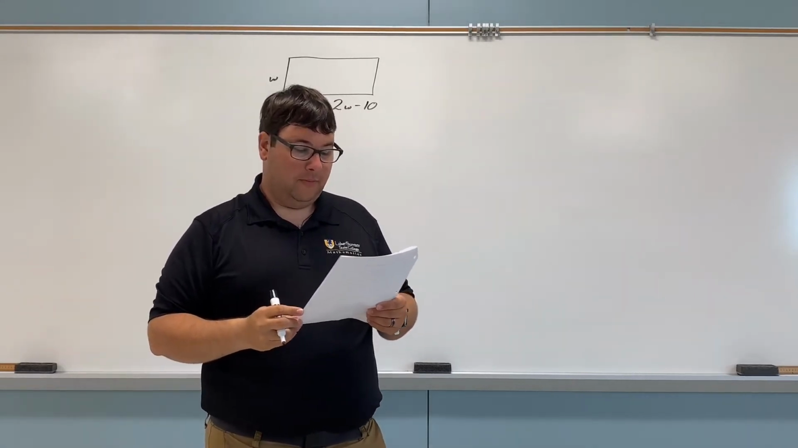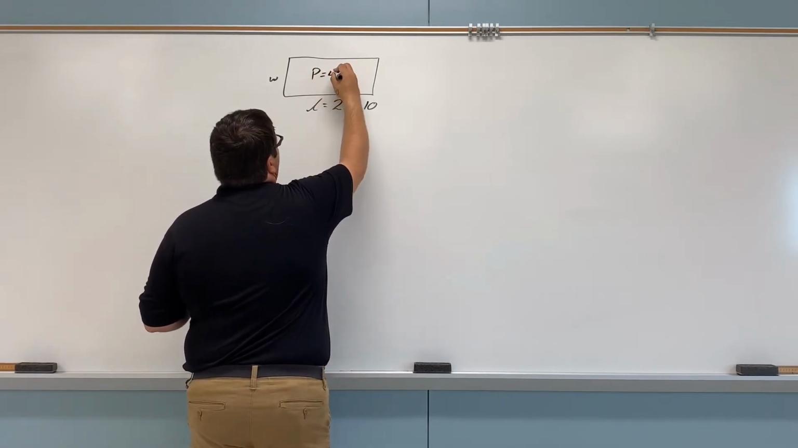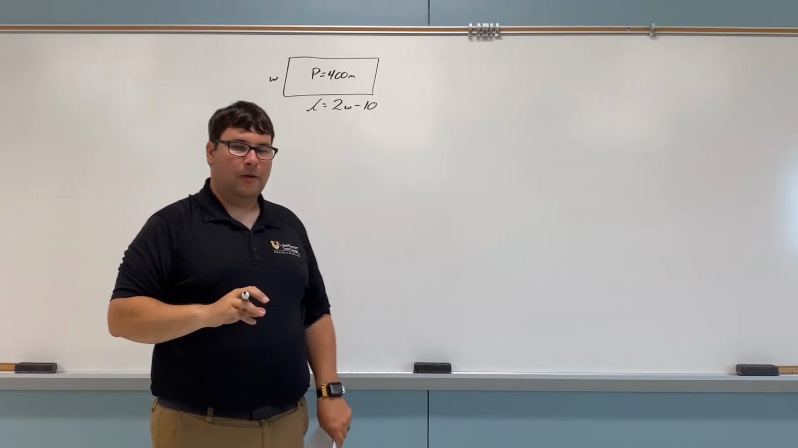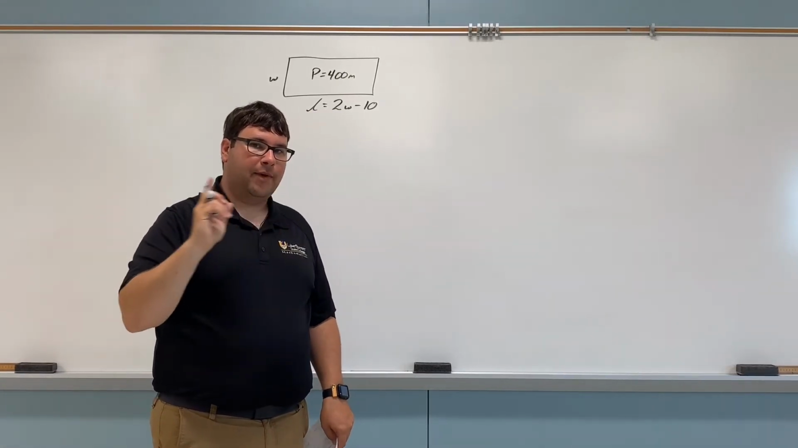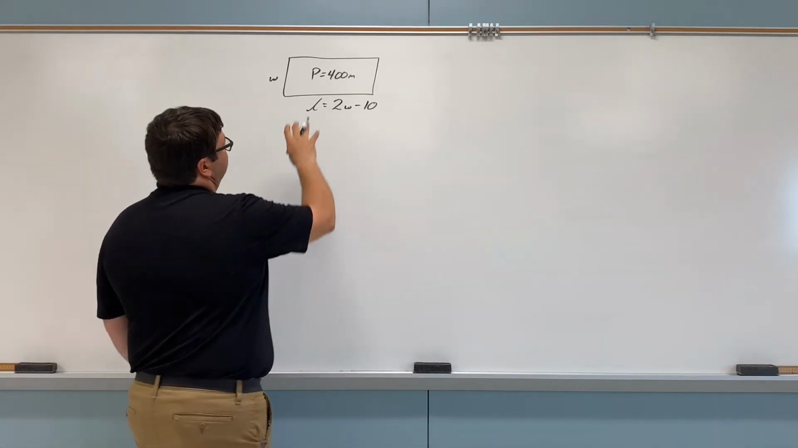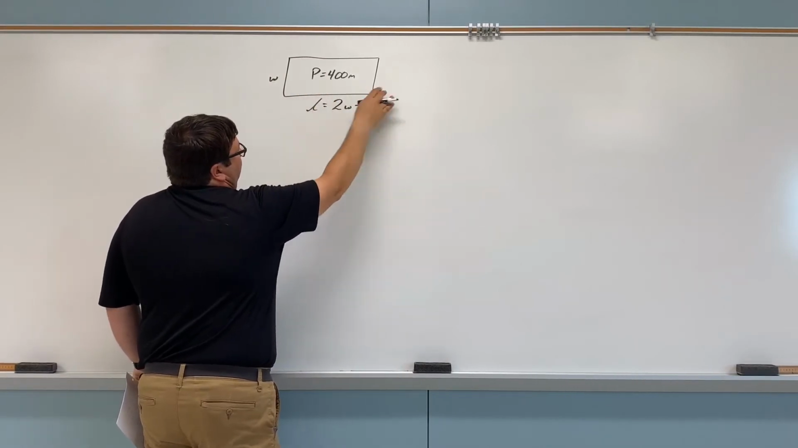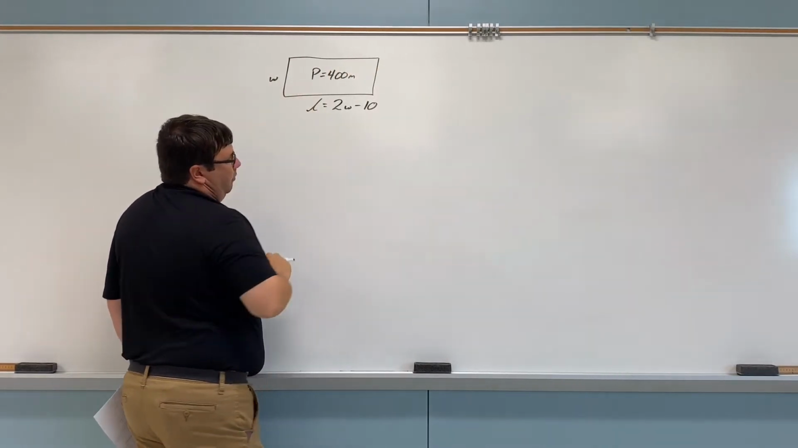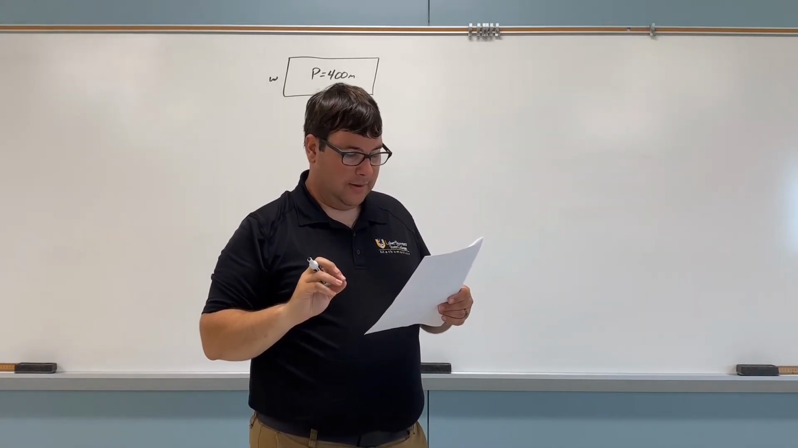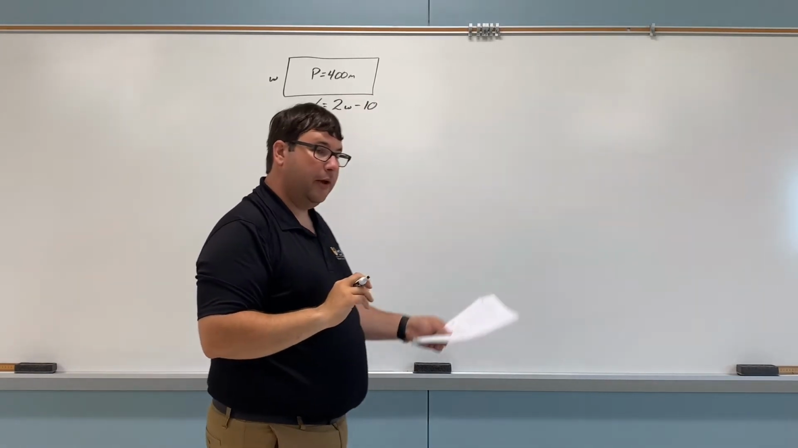And the perimeter is 400 meters. What is perimeter? Perimeter is the outside measure of an object, of a polygon. So in this particular polygon, this rectangle, my perimeter, if I were to add all sides together, is 400 meters. Okay. Perimeter is 400 meters. Find the length of the parking lot.